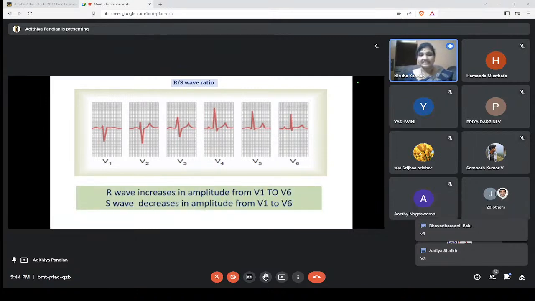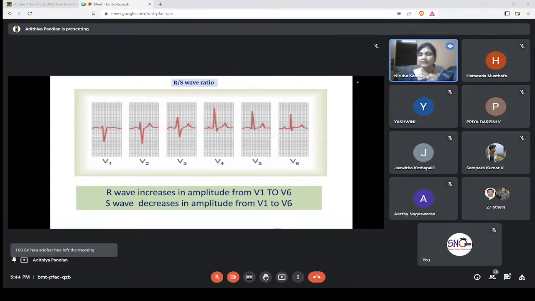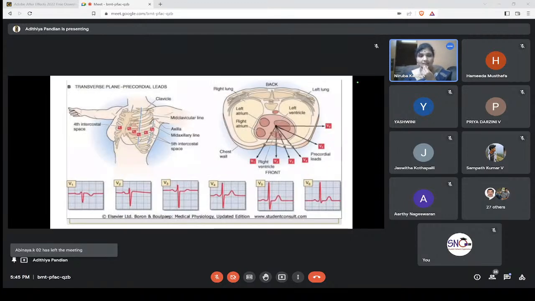Yeah, the R wave increases in amplitude from V1 to V6. The S wave decreases in amplitude from V1 to V6. This is a very, very important clinical finding which you have to see now. This we call R wave progression. You can see that because of the position of the leads, V1, V2, V3, V4, V5, V6, there will be a positive deflection, and only in V5 and V6 do we get a normal amount of it.